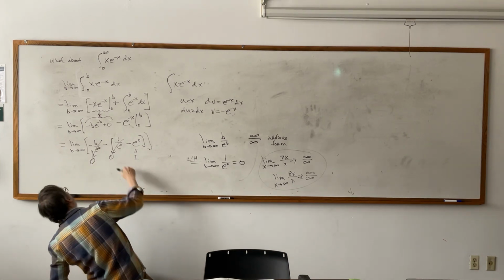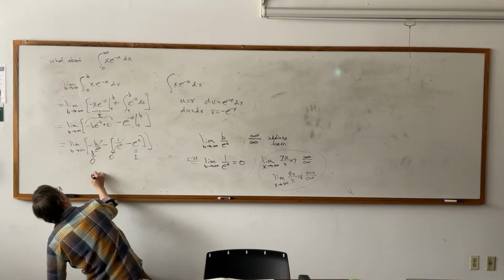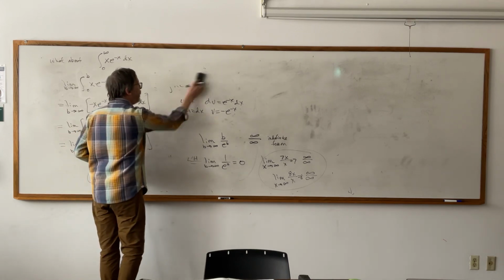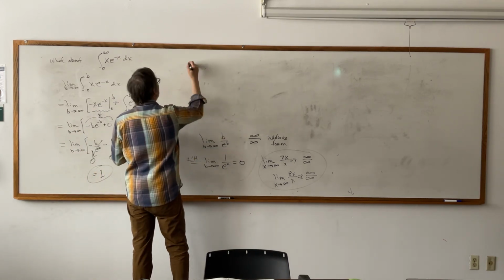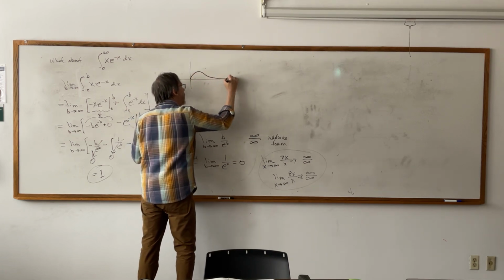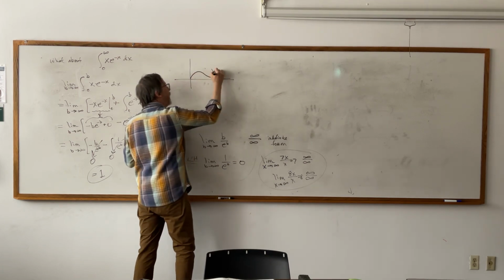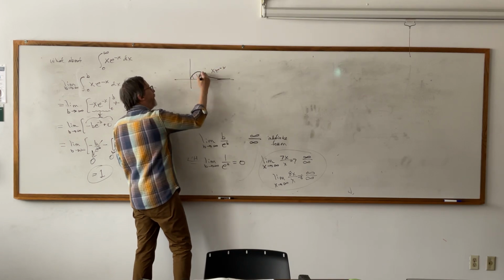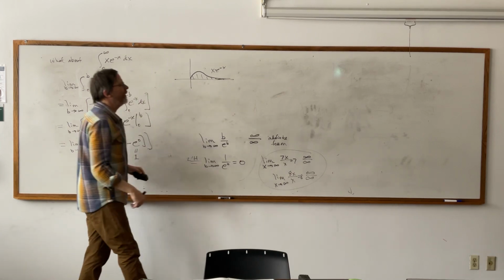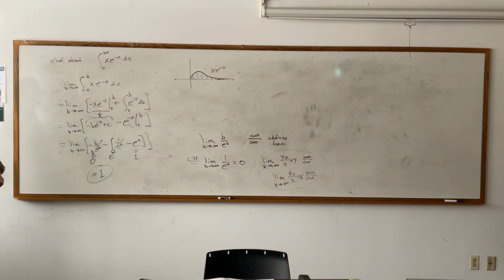And my final answer is -1 plus 1, which is 1 unit squared. If you looked at the graph of this thing, it looks like this. This is x e to the -x, and that's the area we just found. It's infinite in size, but finite in area.